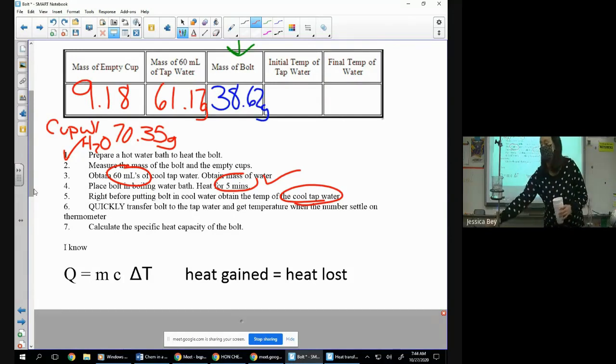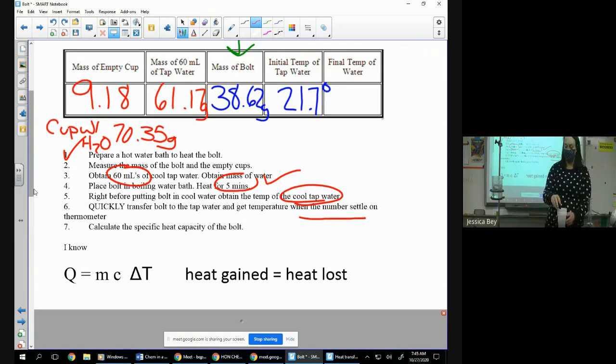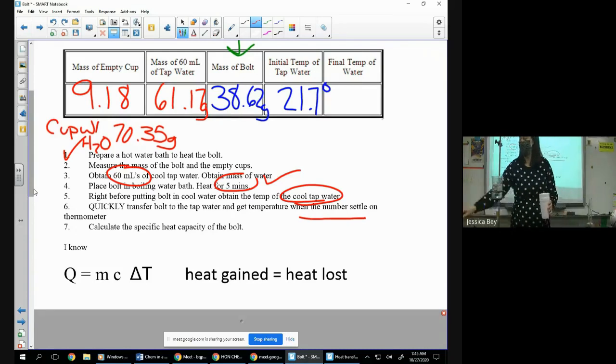Here's my tap water. Grabbing this temperature for you guys. Here we go. .7 degrees. And then it says, quickly transfer the bolt to the tap water to get the temperature when the number settles on the thermometer. Okay, so just like our students did yesterday, I'm going to take this bolt in boiling hot water. And I'm going to go 1, 2, quickly as I can.